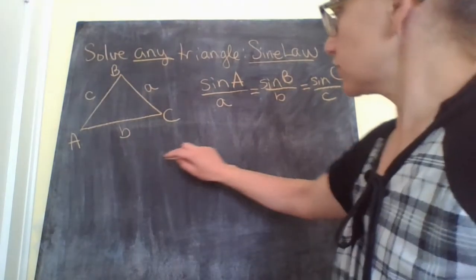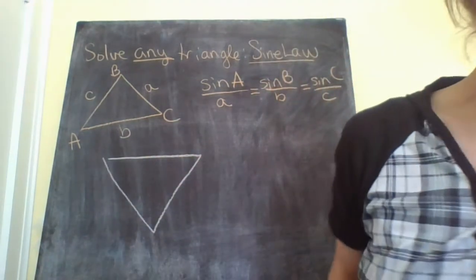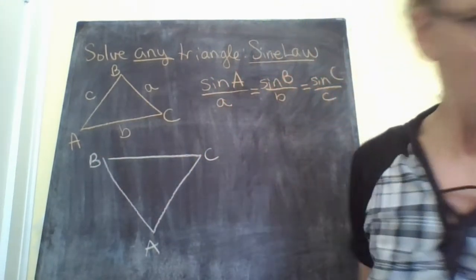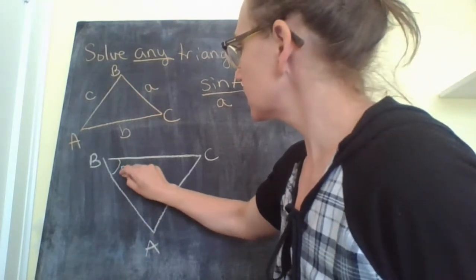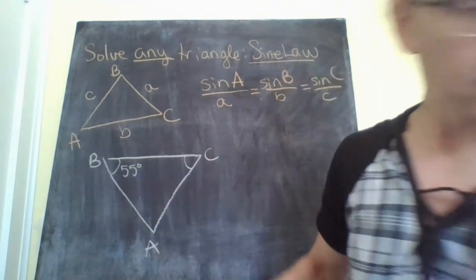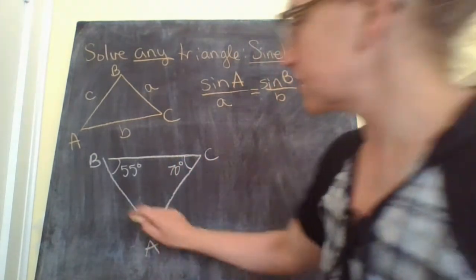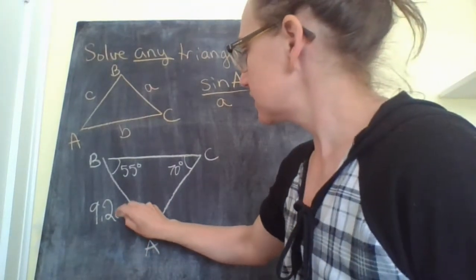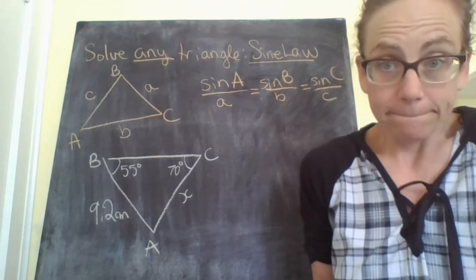So let's give you a triangle that looks like this. I'm just going to flip it just for fun, and I'm going to call this A, B, C, and I'm going to label this angle as 55 degrees. This one over here is going to be 70 degrees. And we need one more piece of information. So let's say that this side length is 9.2 centimeters, and I want to solve for this side length.